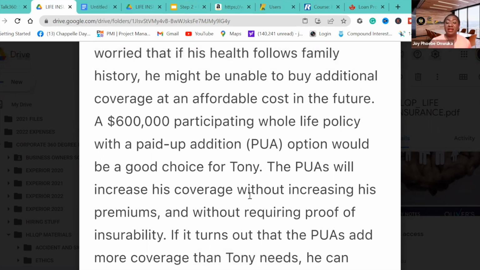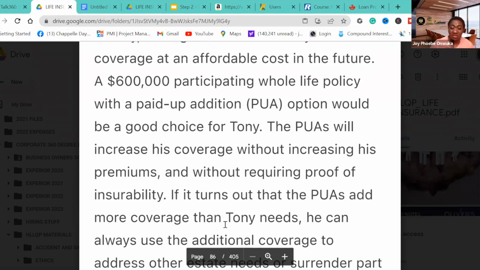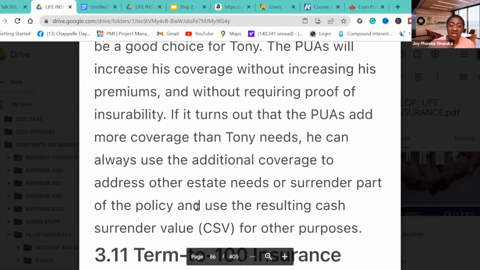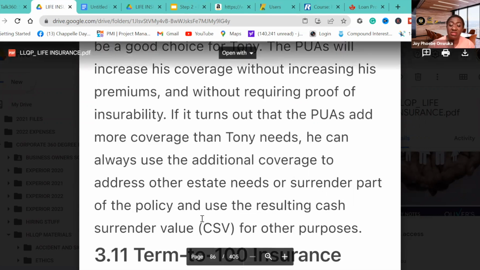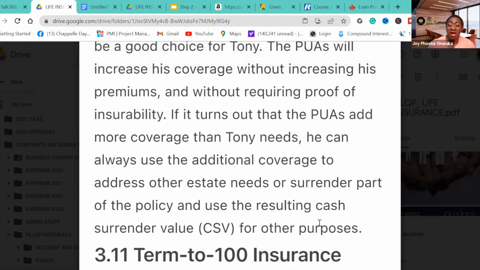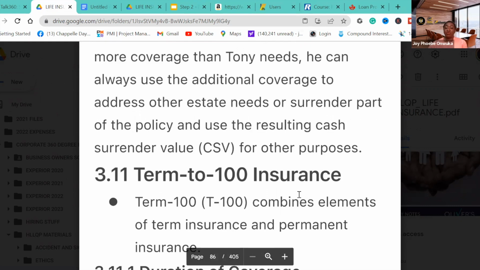Now, the paid-up addition will increase his coverage without increasing his premium and without requiring proof of insurability. If it turns out that the paid-up addition adds more coverage than Tony needs, he may always use the additional coverage to address other estate needs or surrender part of the policy and use the resulting cash surrender value for other purposes.